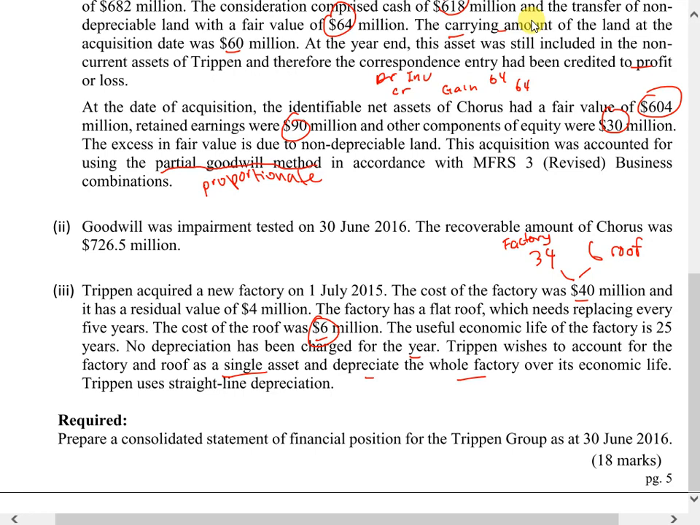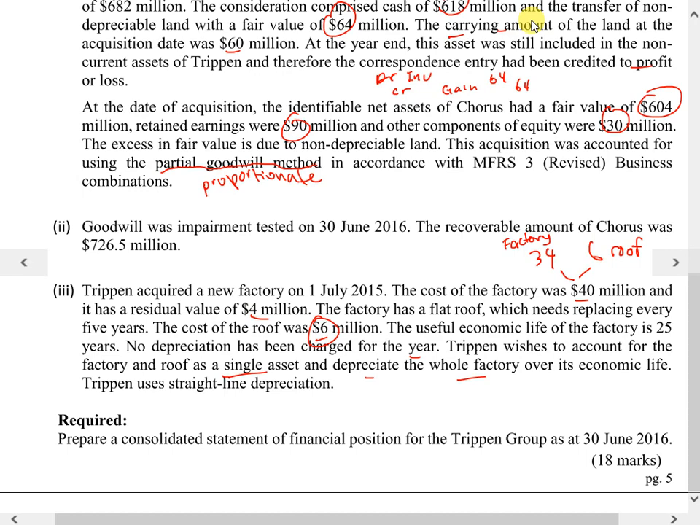For the roof, 6 million, how many years are you going to depreciate? 5 years. For the factory, 25 years. But you can see here you have a residual value of 4. So you must take 34 minus 4 residual, which is 30. You're going to divide by 25.